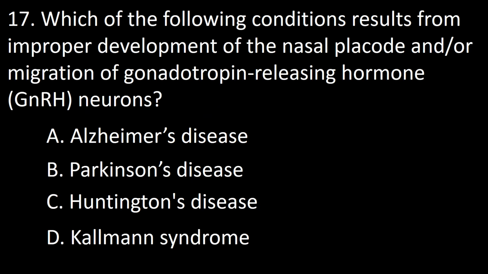Next question. Which of the following conditions results from improper development of the nasal placode and/or migration of gonadotropin releasing hormone neurons? A. Alzheimer's disease, B. Parkinson's disease, C. Huntington disease, D. Kallmann syndrome.